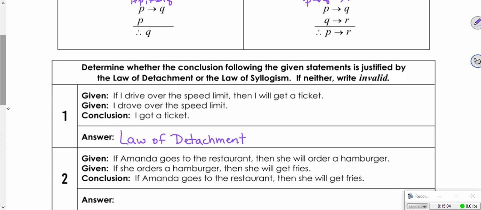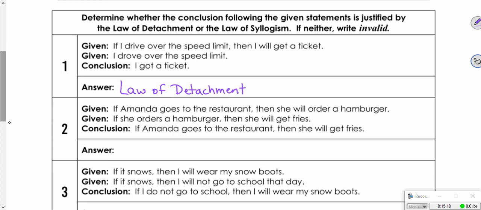Again, law of detachment. P implies Q. P is true, so Q is true. Number 2, if Amanda goes to the restaurant, then she will order a hamburger. If she orders a hamburger, then she will get fries. So the conclusion is, if Amanda goes to the restaurant, then she will get fries. Law of syllogism. And try not to say that fast 5 times. I, for a minute there, thought I had to recopy. Law of syllogism. If Amanda goes to the restaurant, then she will get fries.